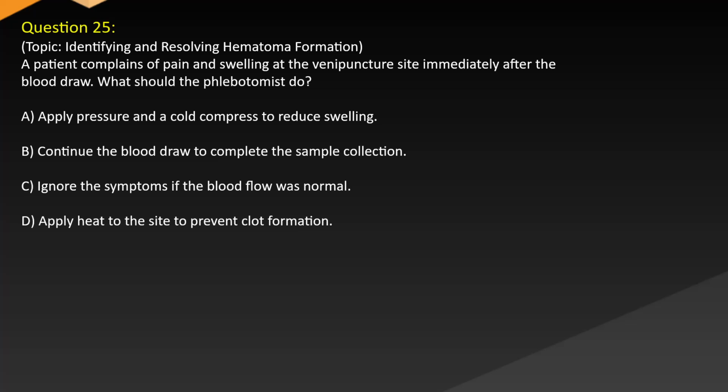Question 25. Topic: identifying and resolving hematoma formation. A patient complains of pain and swelling at the venipuncture site immediately after the blood draw. What should the phlebotomist do? A. Apply pressure and a cold compress to reduce swelling. B. Continue the blood draw to complete the sample collection. C. Ignore the symptoms if the blood flow was normal. D. Apply heat to the site to prevent clot formation.